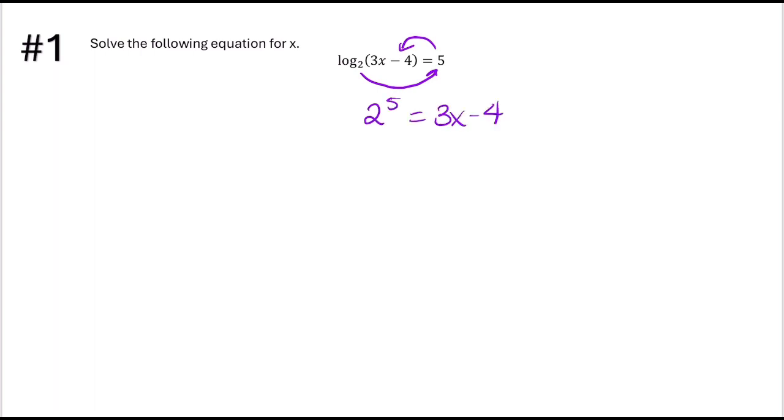Now what we need to do is figure out what 2 to the 5th is, and you can use your calculator for that. Remember to do 2 and then caret 5. That'll give you 32. So we have 32 equals 3x minus 4.